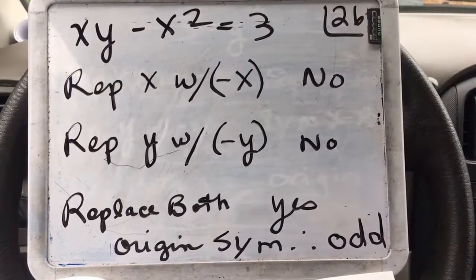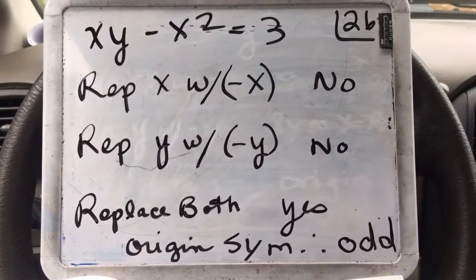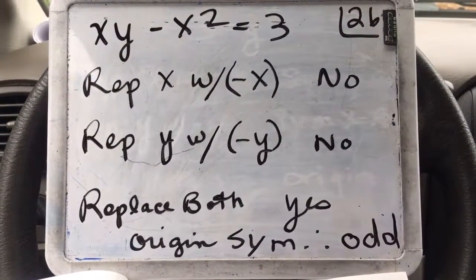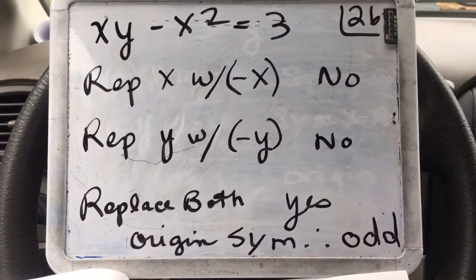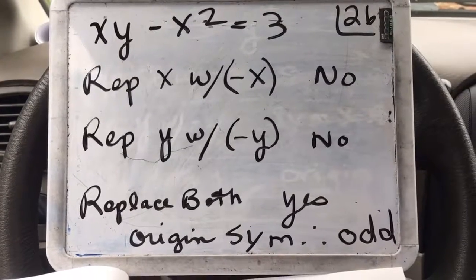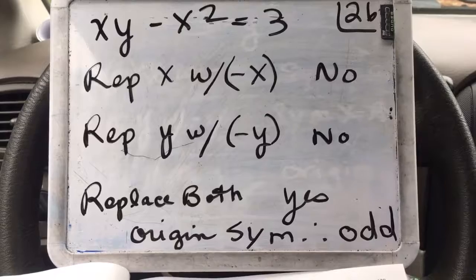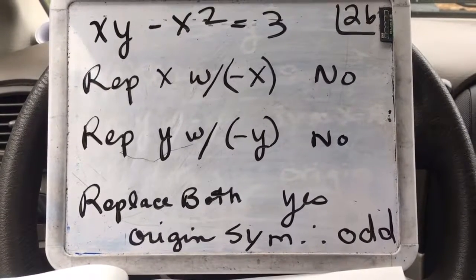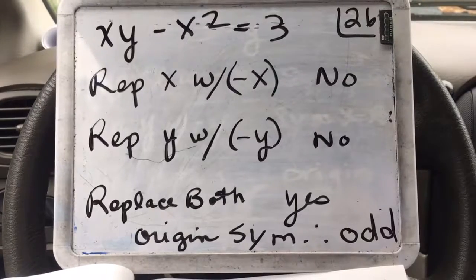Okay, so here we have another equation. This is number 26 in your textbook. When I replace x with negative x, it does not work. I do not get the same equation. If I replace y with a negative y, it does not work. But if I replace them both at the same time, then all of a sudden I go back to my original equation. So I have origin symmetry, which means that my function is an odd function.